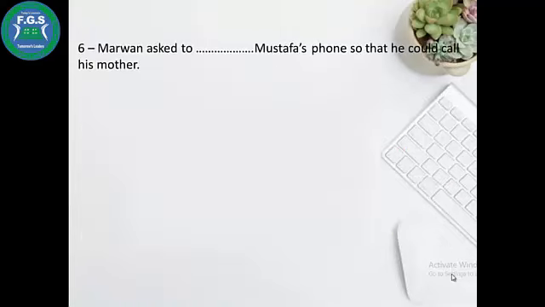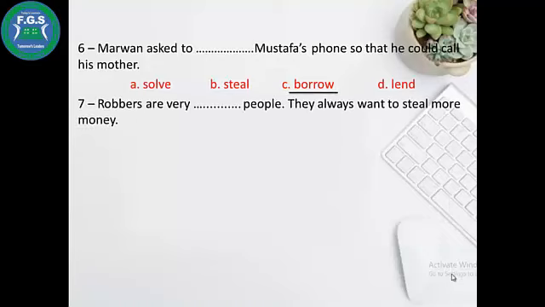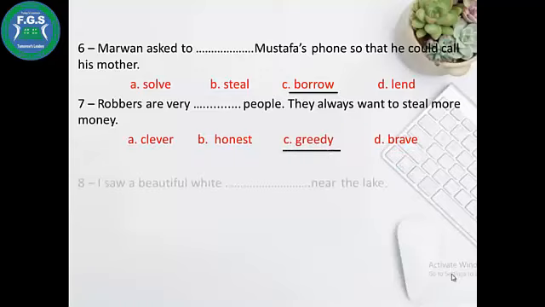Number 6. Marwan asked to borrow Mustafa's phone so that he could call his mother: solve, steal, borrow, lend. Marwan asks to borrow Mustafa's phone. Number 7. Robbers are very greedy people. They always want to steal more money. Robbers are very clever, honest, greedy, brave. They are very greedy.